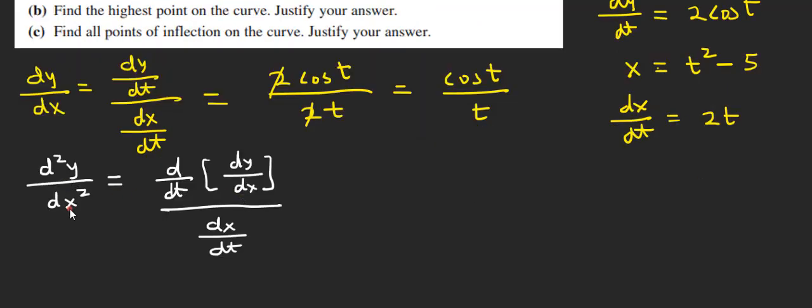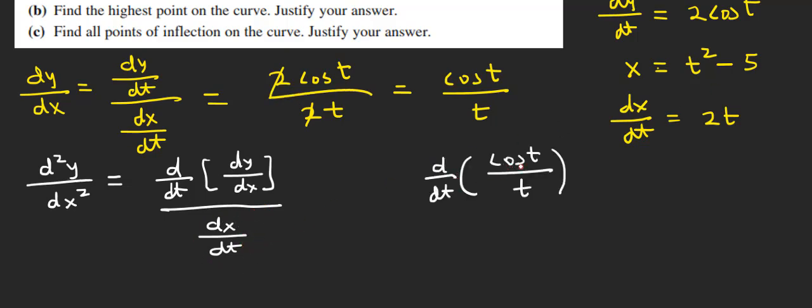Now, in order to find the second derivative, you have to take the derivative of dy over dx with respect to t, over dx over dt. And we know what dx over dt is. That is 2t. So we need to take the derivative of cosine of t over t with respect to t and then put it over 2t.